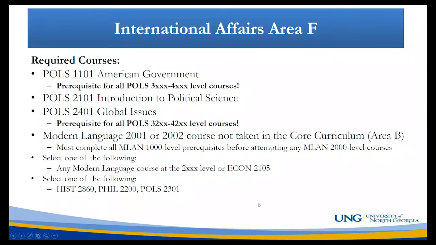And just to give you a heads up, you must complete all modern language 1000 level prerequisites before attempting any 2000 level courses, right? So 1000 level courses have to be done before you move on to 2000 level courses. So there are prerequisites for that as well, okay? And then you have 2 other areas you have to fulfill. You have either a modern language course at the 2000 level, or you can take Econ 2105, okay? And then you have one of the options from these 3 different classes that are available to you.